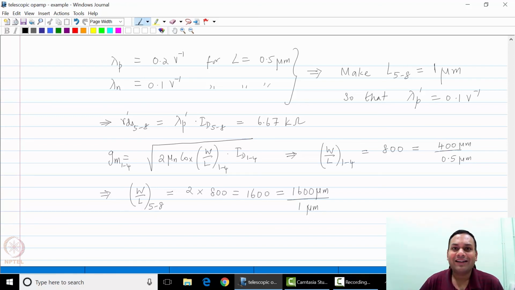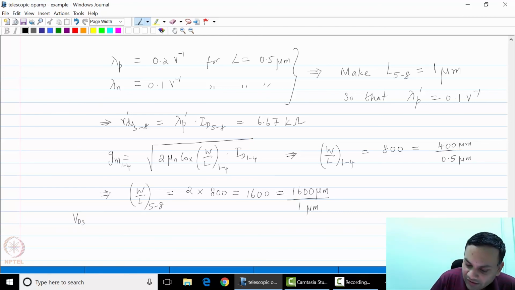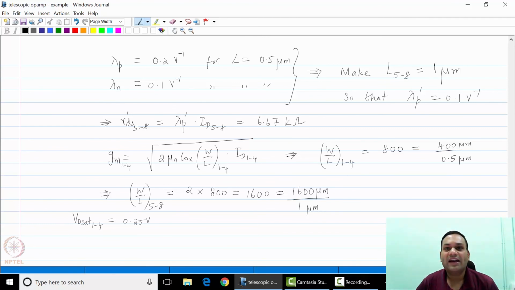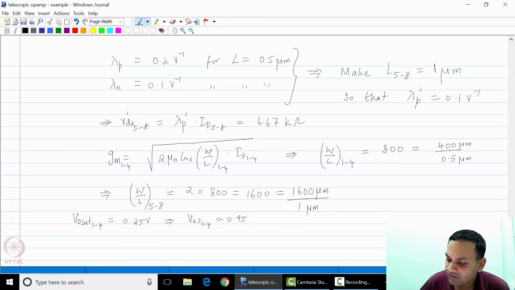Finally, we have to go back and calculate the VD sats of the devices, because now we have changed the sizes of the devices. VD sat of devices 1 to 4 is equal to 0.25 volts, as we have set this, and this gives us a VGS 1 to 4 of 0.95 volts. Now these numbers will be used to set the values of VB3 and VB5 and VB0.